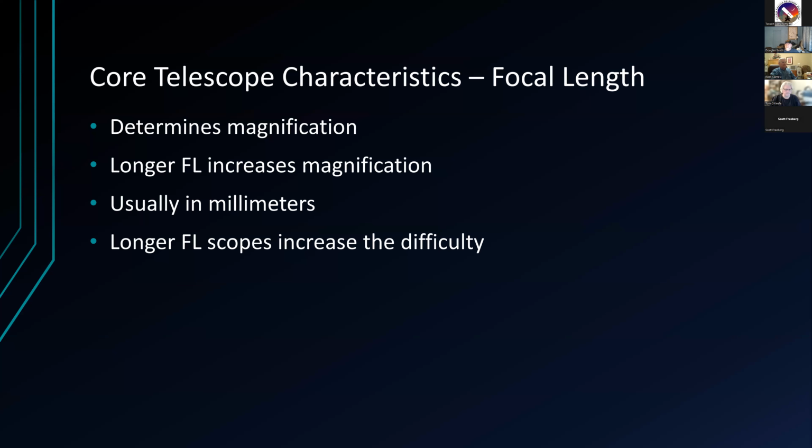But the trade-off with longer focal length is that the higher magnification can make it a little bit trickier for novices to set up. They're not used to the smaller field of view when they're trying to find alignment stars, for those of you that may want to look at a go-to telescope mount, which we'll talk about near the end of this presentation.